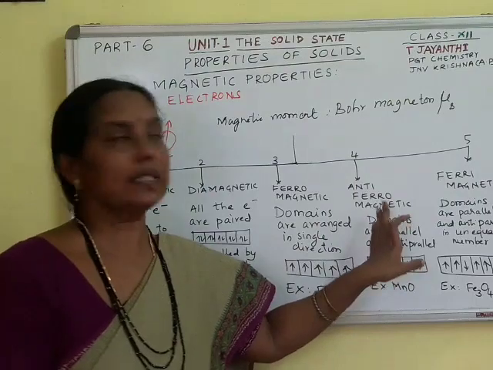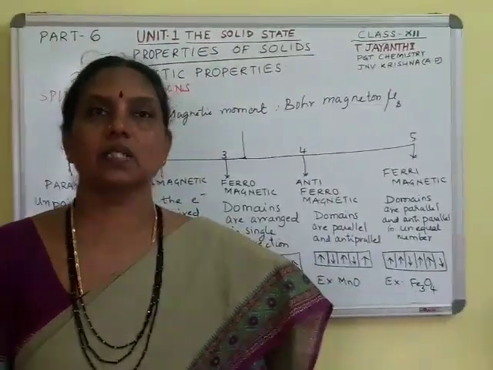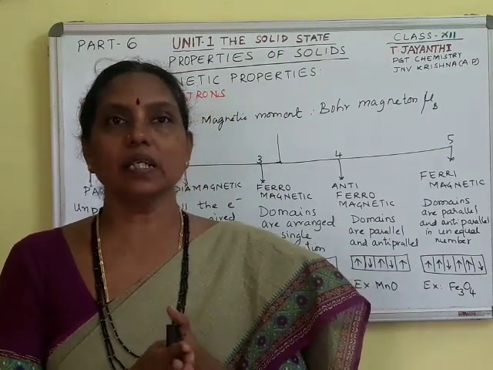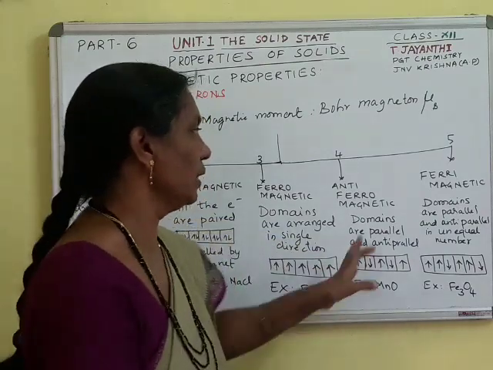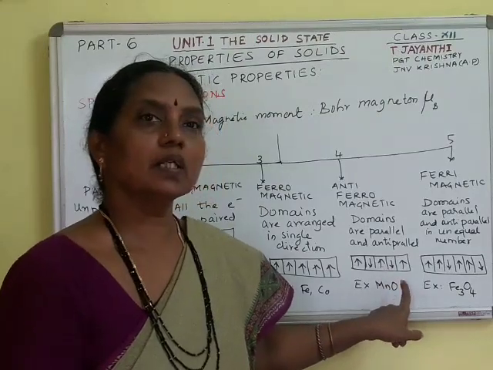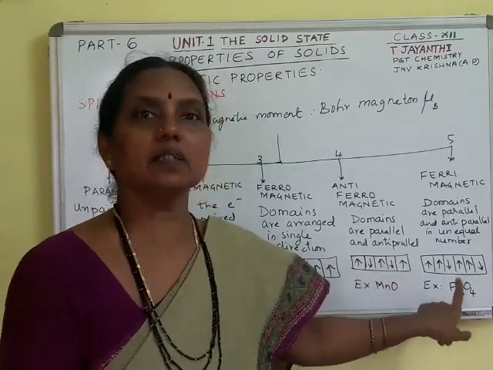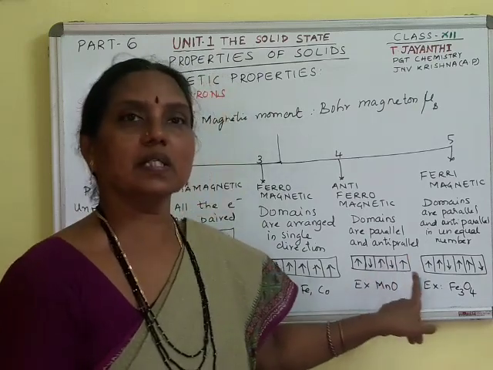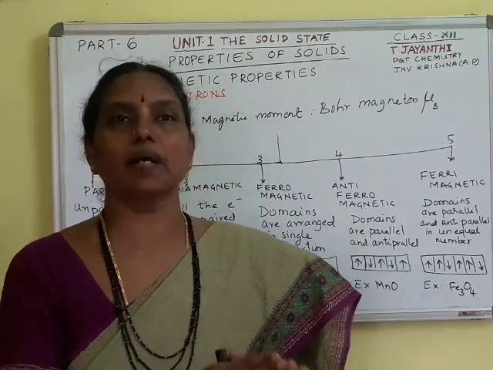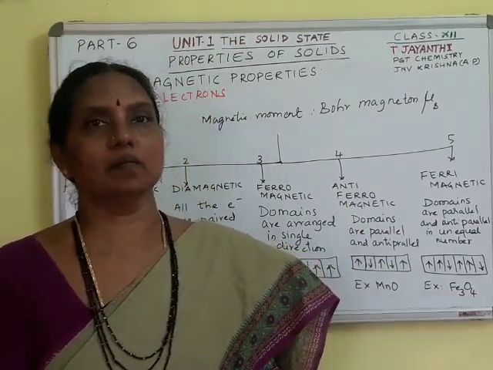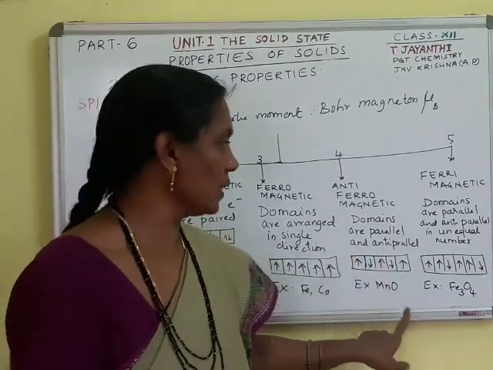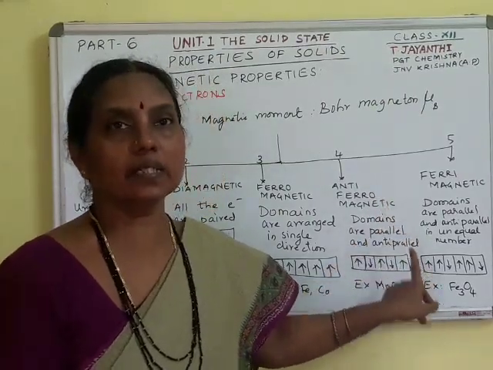The fourth type of magnetic substance is antiferromagnetic substance. Antiferromagnetic substances do not get attracted towards the magnetic field. They are repelled strongly by the magnetic field. In these substances, the domains are arranged in such a way that they get cancelled by each other. Due to this, they are not attracted by the magnetic field. If one is parallel, another is anti-parallel. The domains are parallel and anti-parallel, equal in number. Manganese oxide is an example of an antiferromagnetic substance.